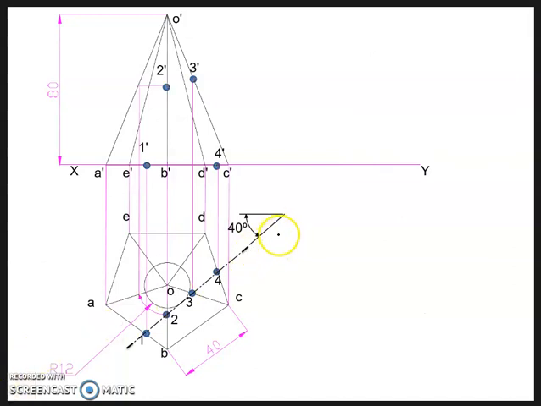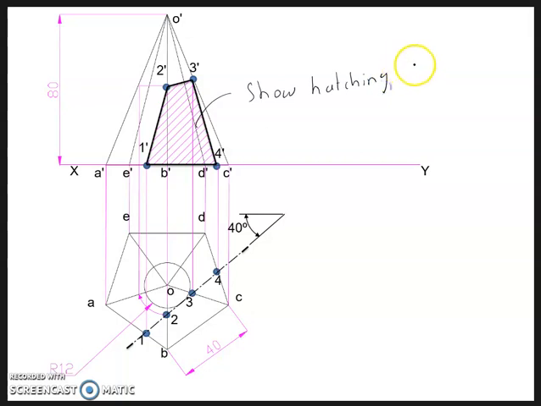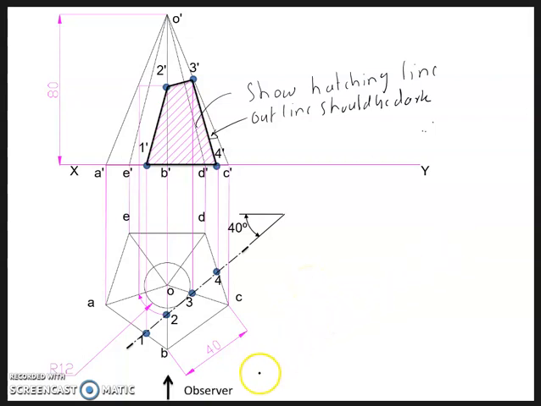Join all the points. 1 dash to 2 dash, and show hatch clearance. This outline should be dark. Okay. Now, as you can see, I have not made the outline very dark. The observer is over here. This is the observer.